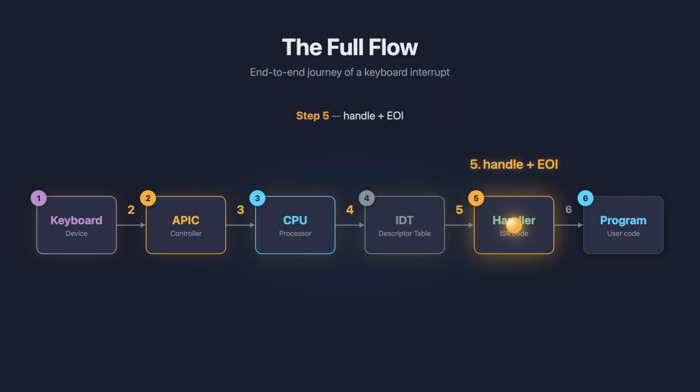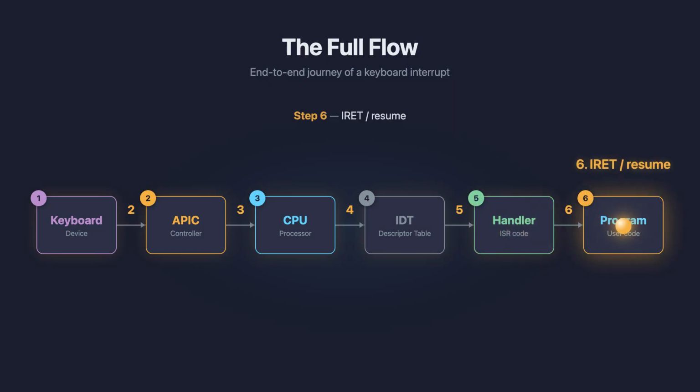Step 5, the handler reads the scan code from the keyboard, adds it to a buffer, and tells the APIC, I'm done, an end of interrupt signal. Step 6, the CPU executes IRET. It restores the saved registers and jumps right back to where the program left off. All of that in a few microseconds.